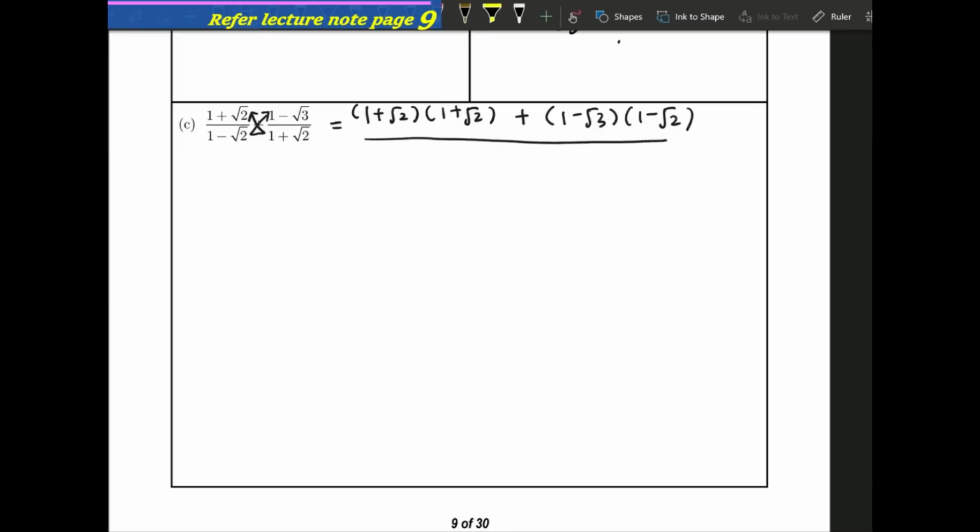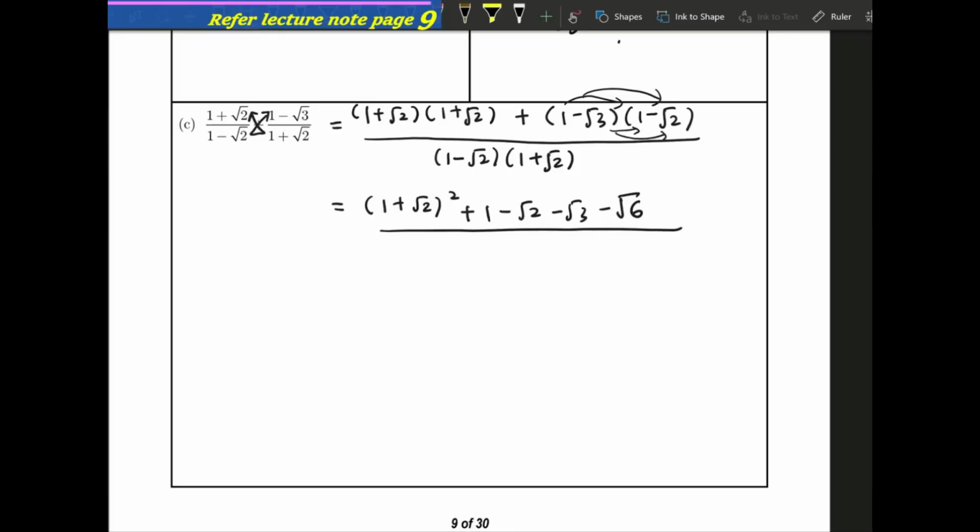And then what happened to the denominator? The denominator will become 1 minus surd 2 multiplied by 1 plus surd 2. Okay, it's very simple now. So now we have 1 plus surd 2 squared, plus, for this one, it will become 1 minus surd 2 minus surd 3 minus surd 6.